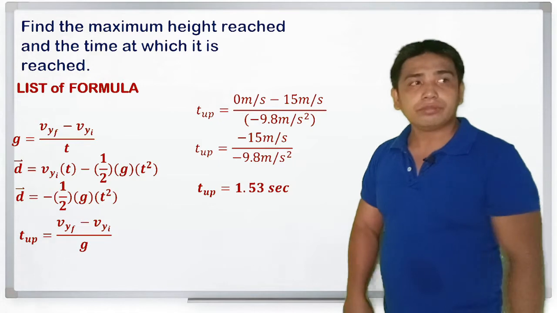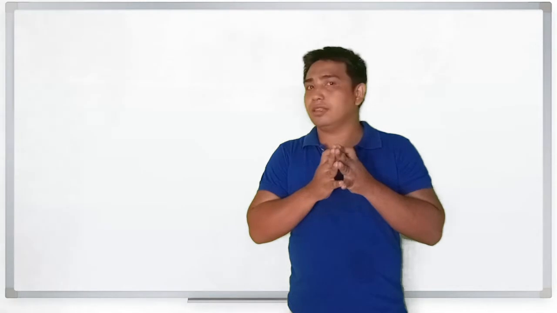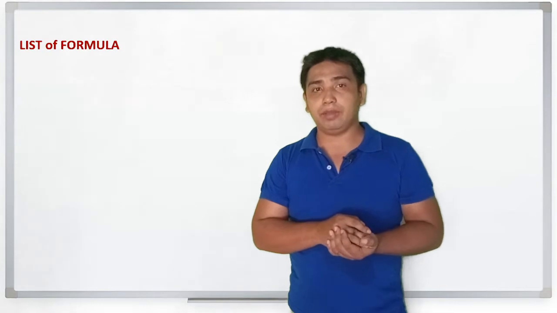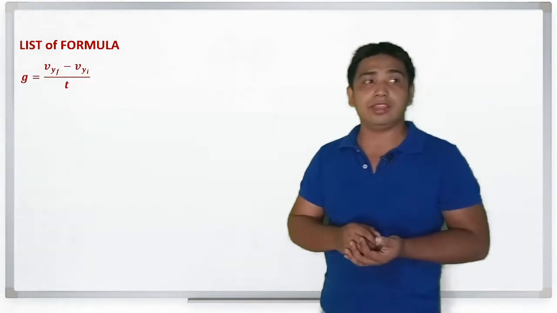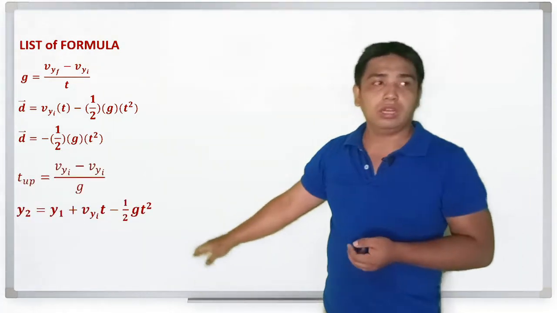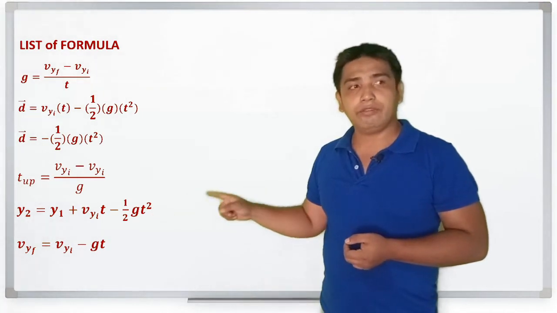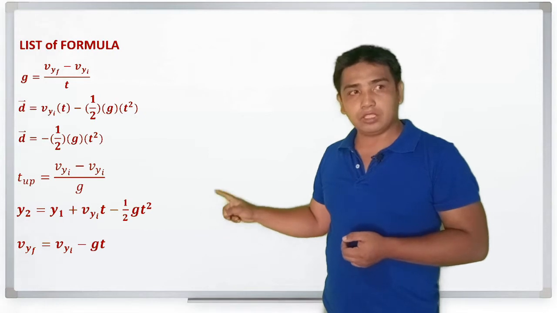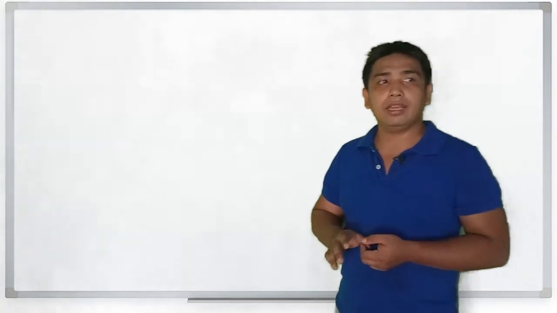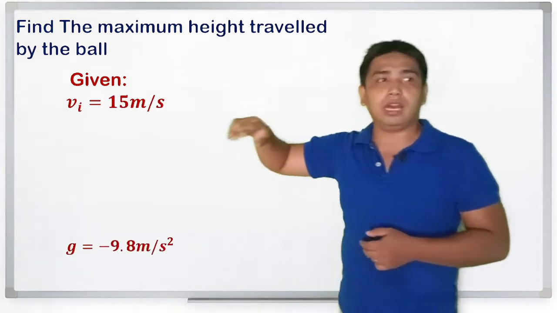Alright, so we can actually solve for the displacement or the height of the ball, or its maximum height, because we have the value of the time. So we can choose from this set of equations this one. So y sub 2 is equivalent to y sub 1 plus Vyi times time minus 1/2 gt squared. Alright, so we find the maximum height traveled by the ball. So here is our given. Alright, and then here is our solution.